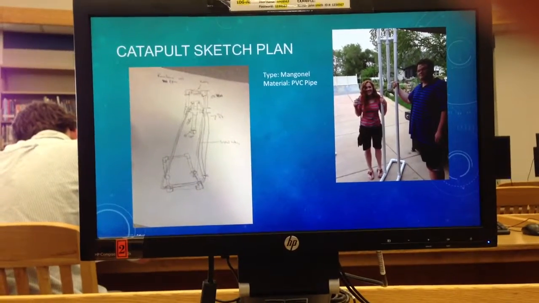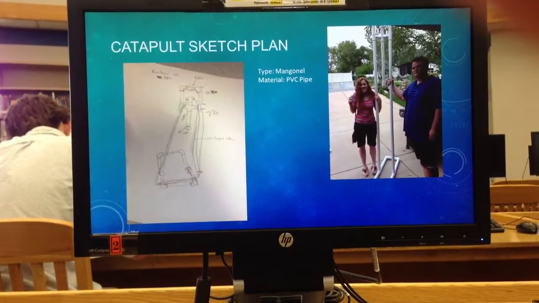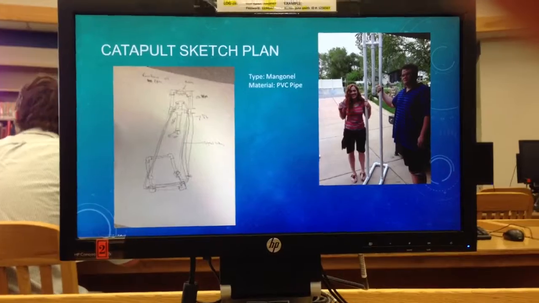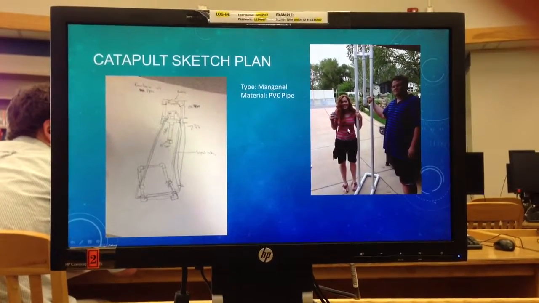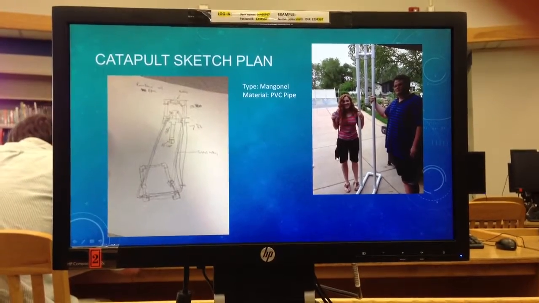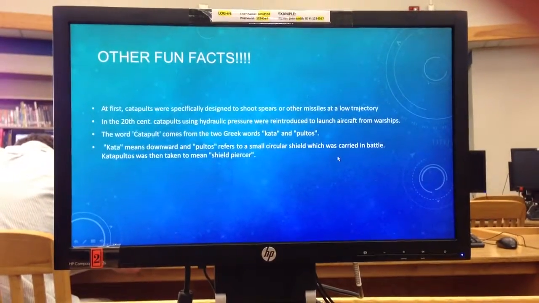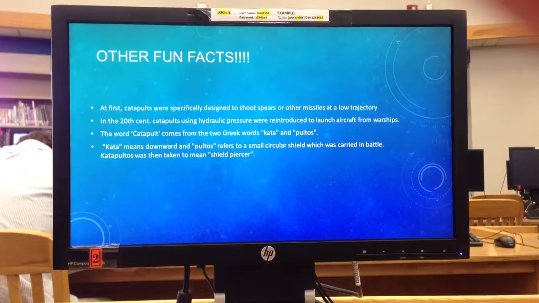So this is our sketch of a catapult, very basic. I'm a horrible artist, but that's what happened. And we made a mangonel with PVC pipe. It's a pretty fun picture of us. And that's super glue. PVC pipe glue.